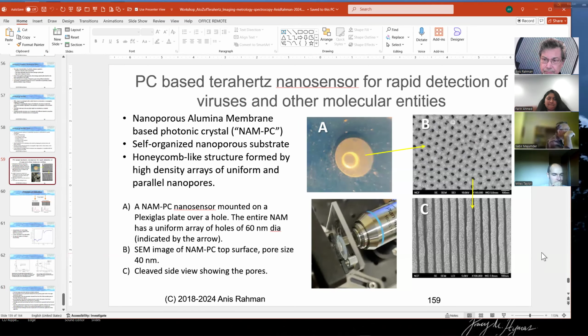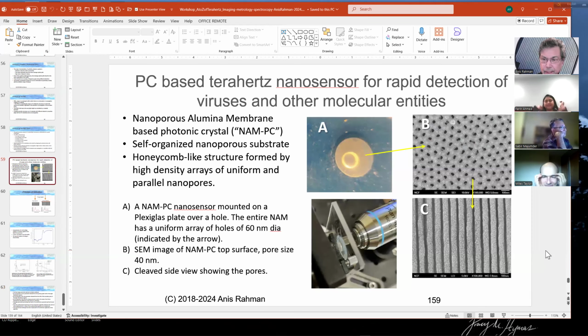So the question I have is about the aspect ratio of these holes. I see two numbers on the left bottom. One is the uniform array hole is 60 nanometer diameter. And the other one at B, it says pore size 40 nanometer. Can you explain those two numbers and the aspect ratio? Sure. Good point.